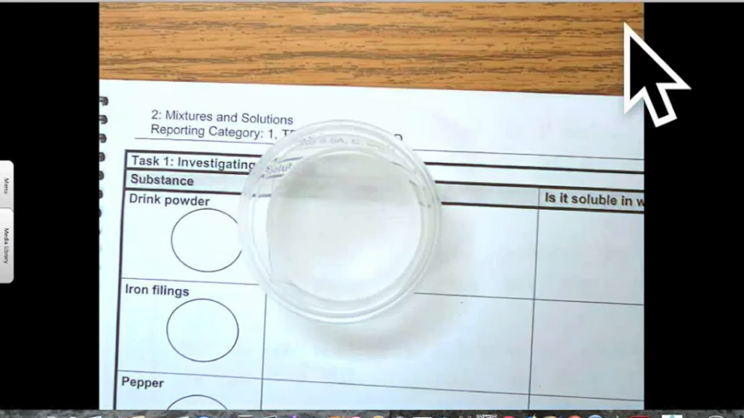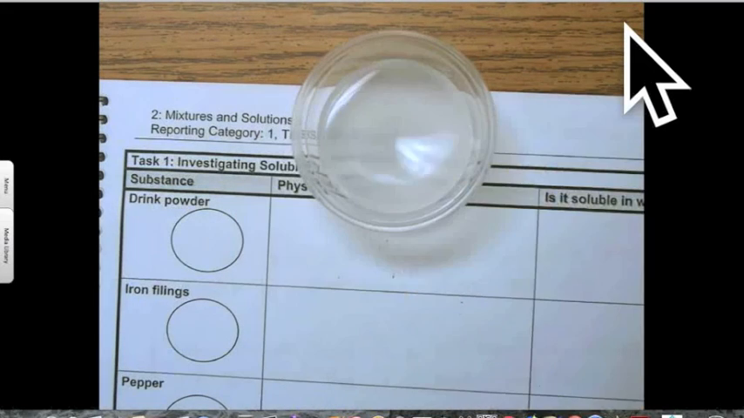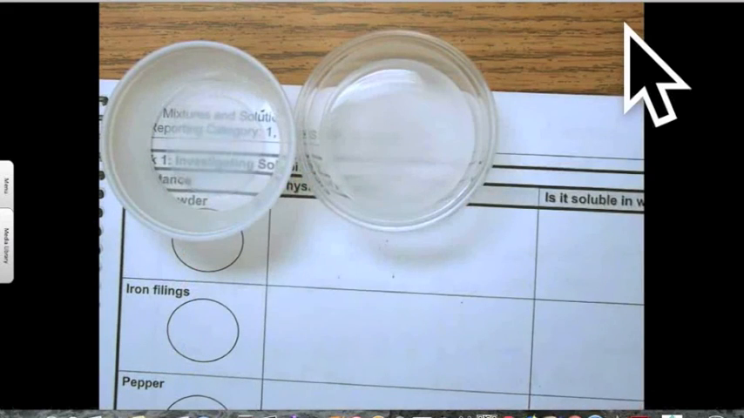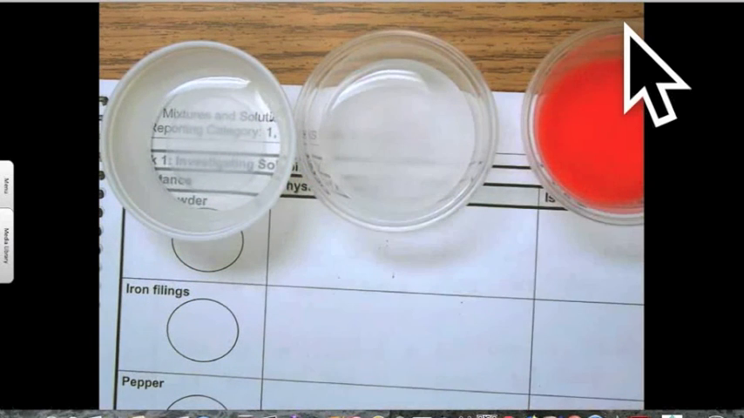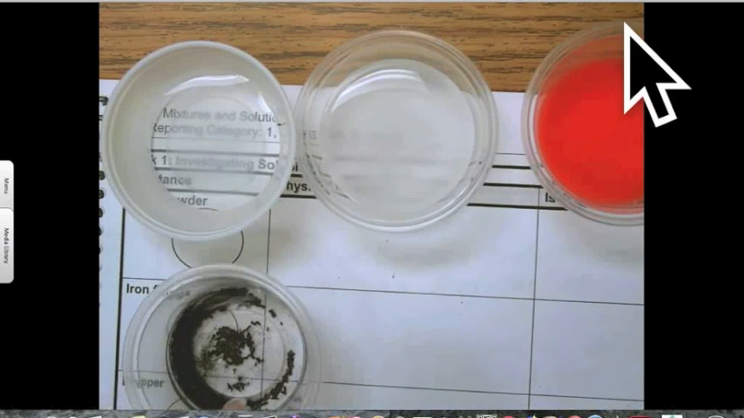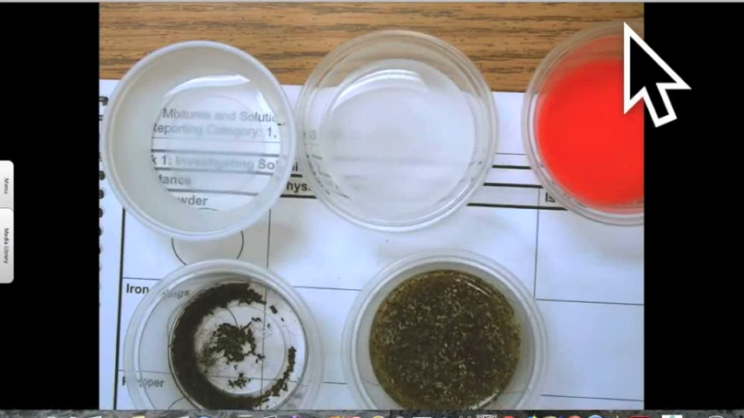So, which of our substances were soluble in water? Salt, sugar, Kool-Aid. And which of our substances were not soluble in water? Iron filings, pepper flakes, and sand.